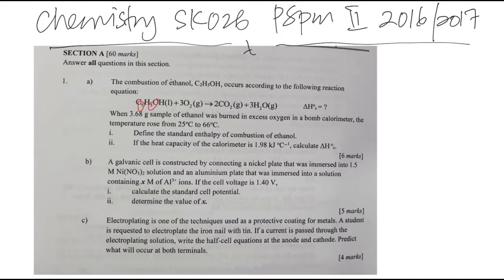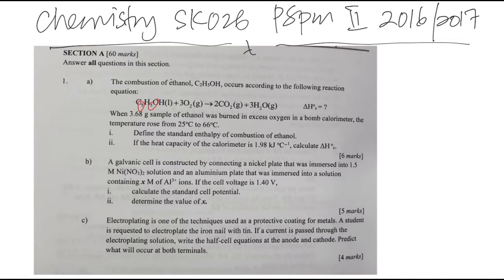Today we are going to discuss past year question, Chemistry SK026 PSPM 2, 2016-2017, question number 1. The combustion of ethanol C2H5OH occurs according to the following reaction equation. There is a mistake in typing for the molecular formula of ethanol. It should be C2H5OH instead of C5H5OH. So I hope students will correct it. Plus 3O2 produces 2CO2 plus 3H2O, and we have to determine the standard enthalpy of combustion of ethanol.